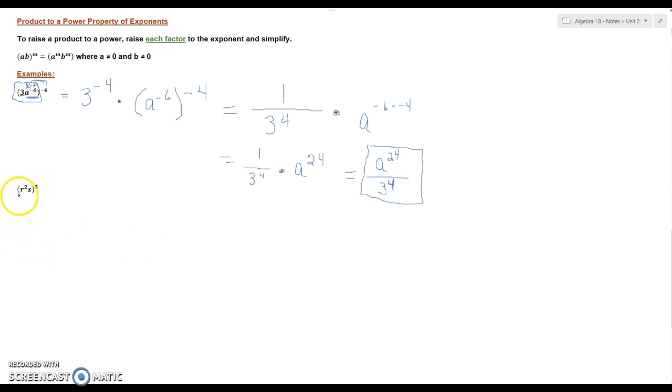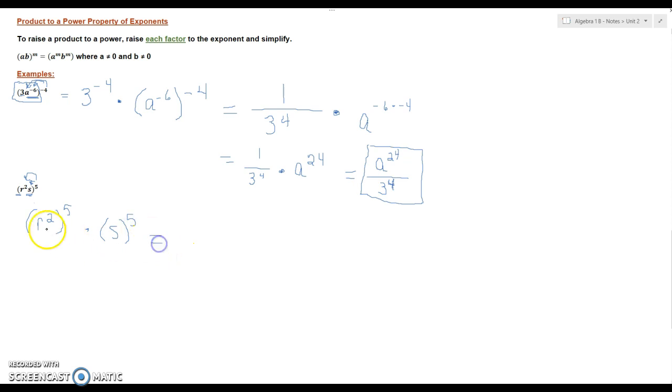We have r squared s to the 5th power. So the parentheses tell us that both factors go to the 5th power. So we're going to rewrite this as r squared to the 5th power times s to the 5th power.